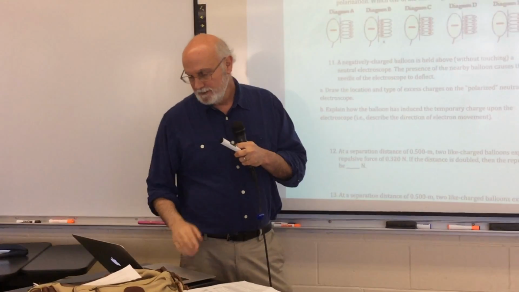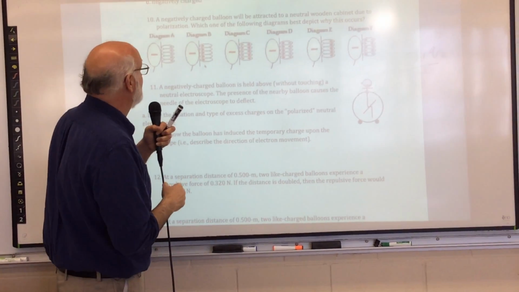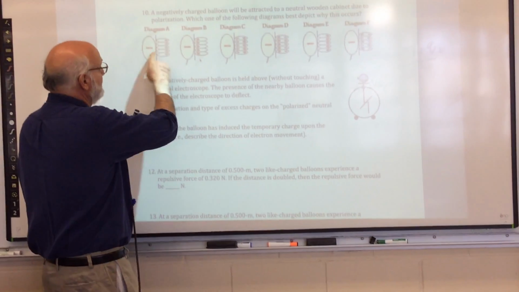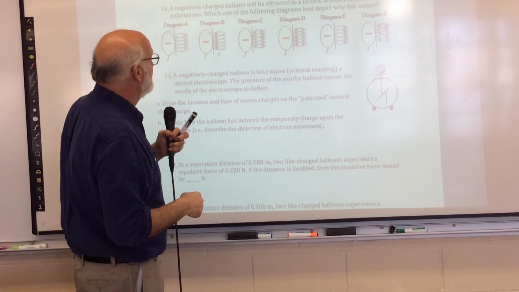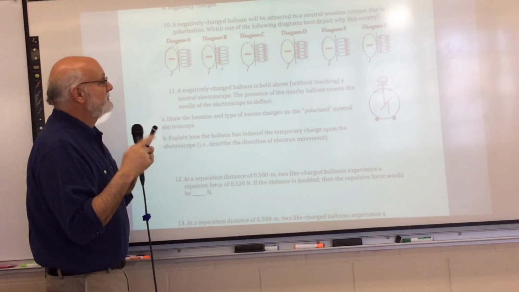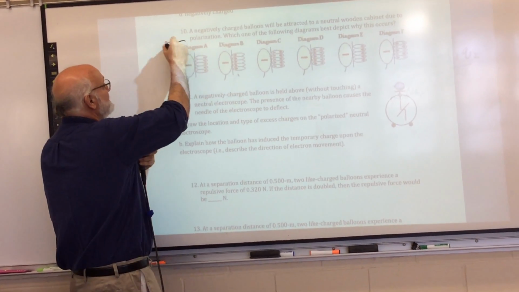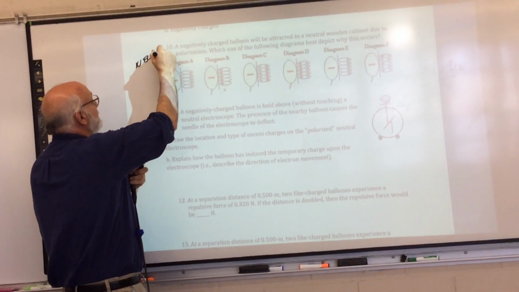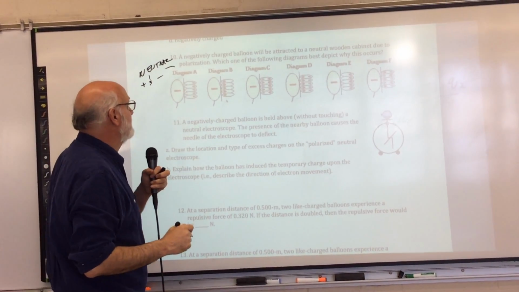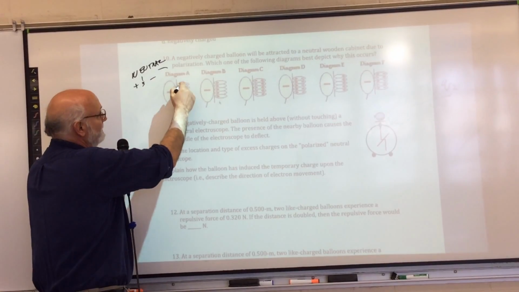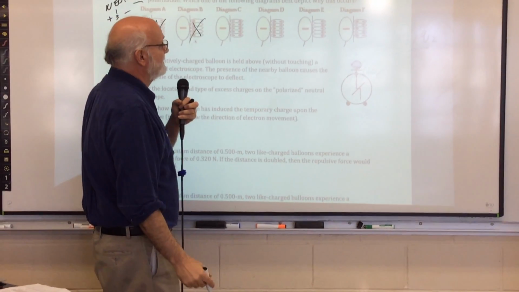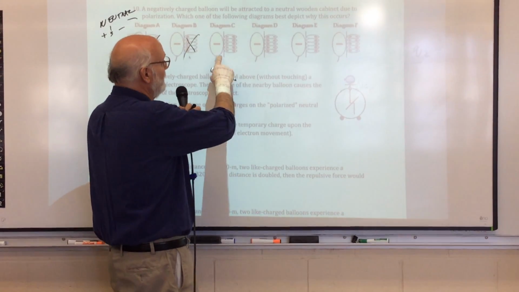All right. Take a look at this one. A negatively charged balloon will be attracted to a neutral wooden cabinet. So here's the balloon, there's the cabinet. Due to polarization, which of the following diagrams best depicts why this occurs? Well, remember, if it's polarized, that means this is neutral. So it's positive and negative, just equal numbers. That's why this guy goes out. Only negatives. That's why this guy goes out. Only positives. That's why this guy, well, let's take a look.